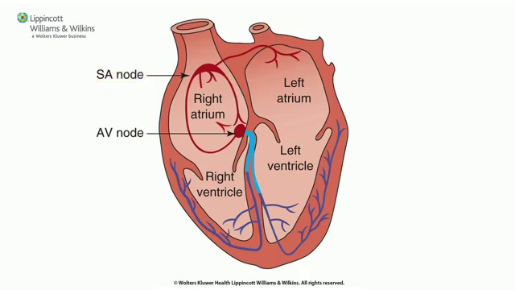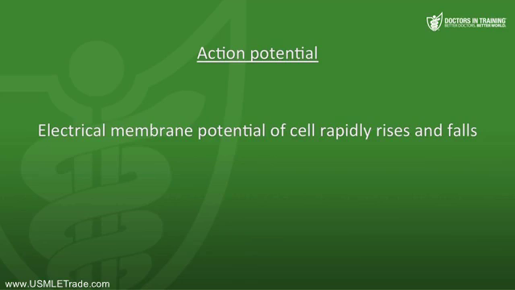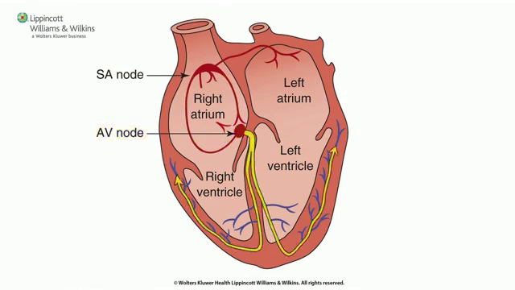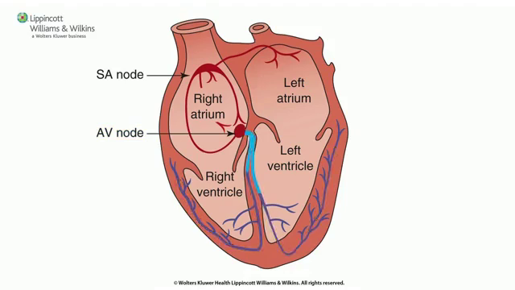Before we get too far down the rabbit hole, what is an action potential? Well, an action potential is a short-lasting event where the electrical membrane potential of a cell rapidly rises and then falls. This electrical signal then propagates down the conduction pathway in the atria until it reaches the AV node. From there, the signal is propagated to the distal end of the ventricles, and then the rest of the ventricular tissue is signaled.